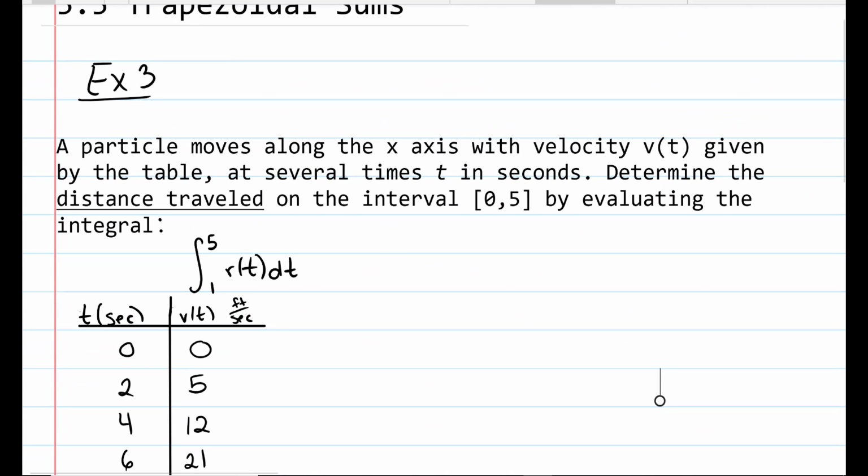Example 3. A particle moves along the x-axis with a velocity v of t given by the table, at several different times in t seconds. Determine the distance traveled on the interval 0 to 5 by evaluating the integral 1 to 5 of v of t dt.